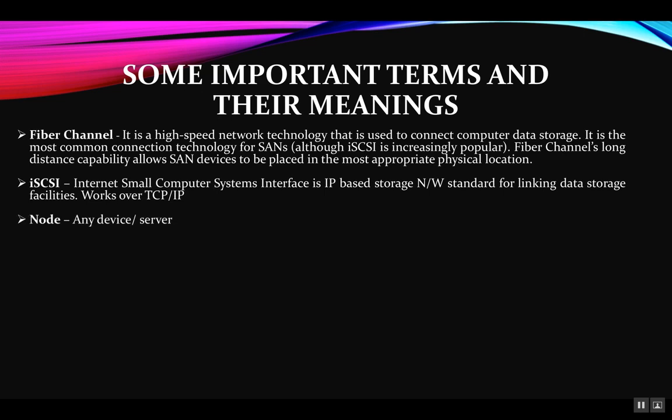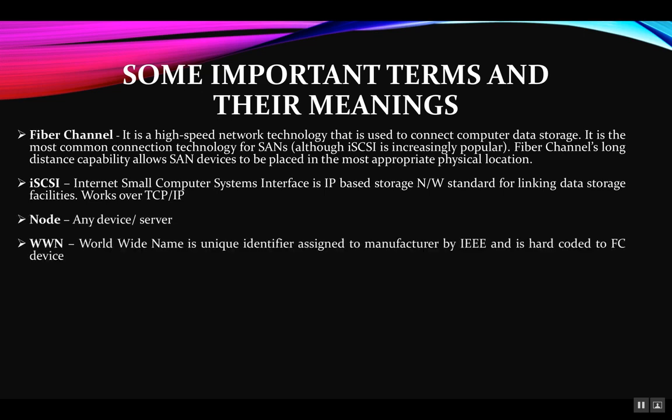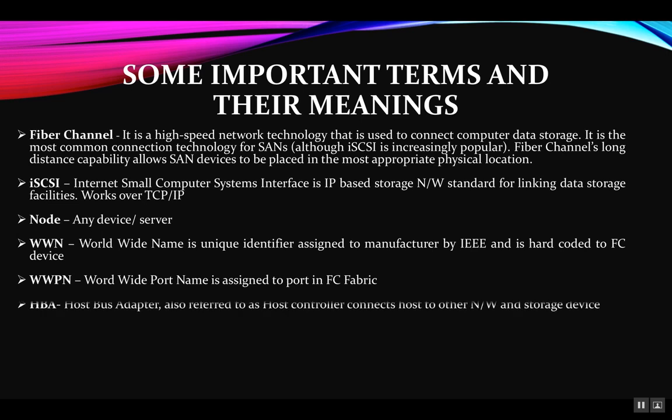A node is going to be any device or server. A WWN is a worldwide name, which is a unique identifier assigned to a particular FC device, hard-coded in it by the manufacturer, to the manufacturers by IEEE. WWPN is worldwide port name, which is assigned to the ports of fiber channel fabric.